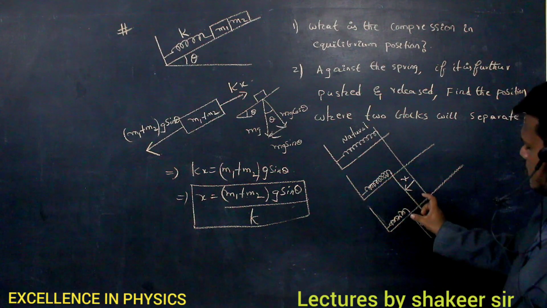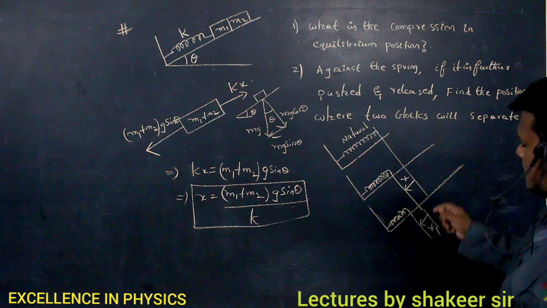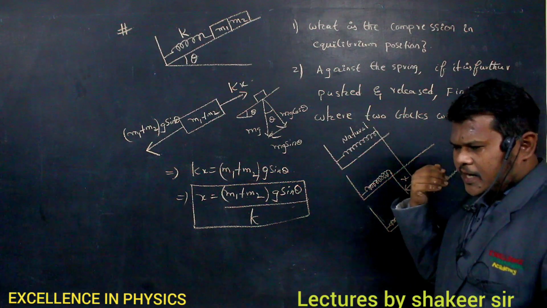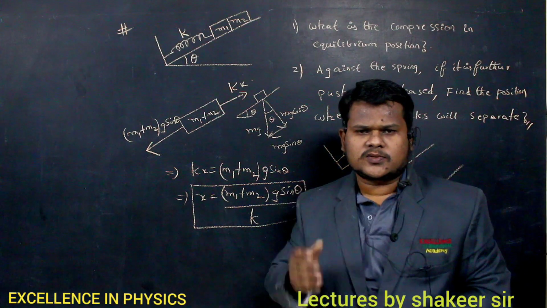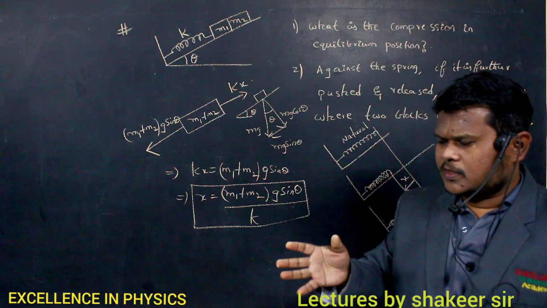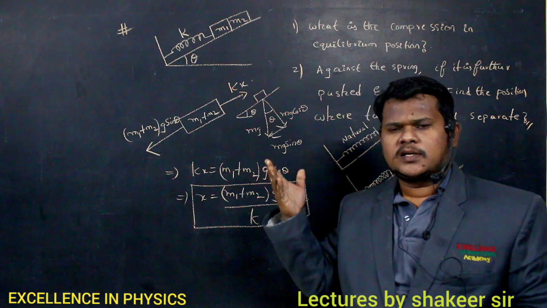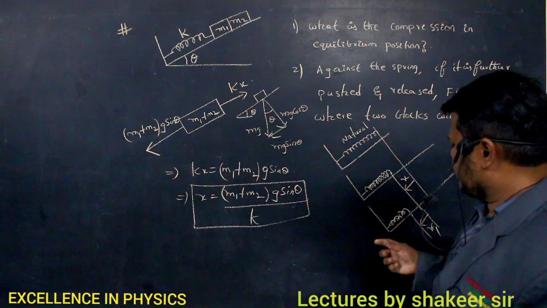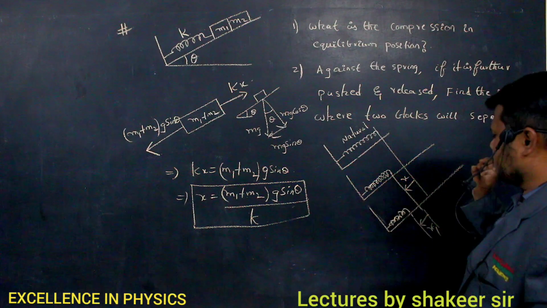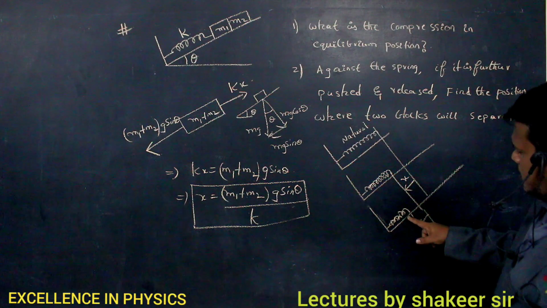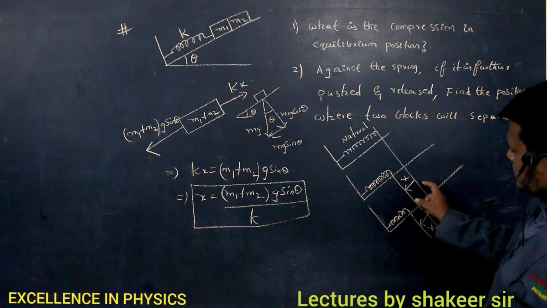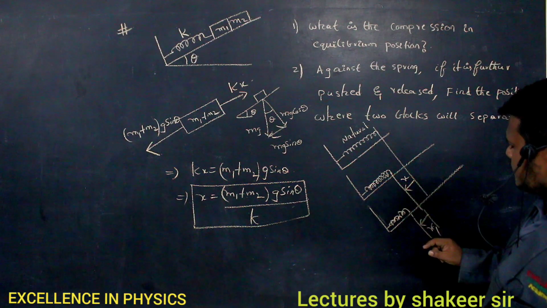So these two blocks start moving upwards. Why? Because when I further compress this spring, there is an additional potential energy which is stored in the spring. So this additional potential energy starts converting into kinetic energy of the blocks. So velocity of the blocks continuously increases. So from here, first of all, they will reach the initial compression, which is at a distance of x here.